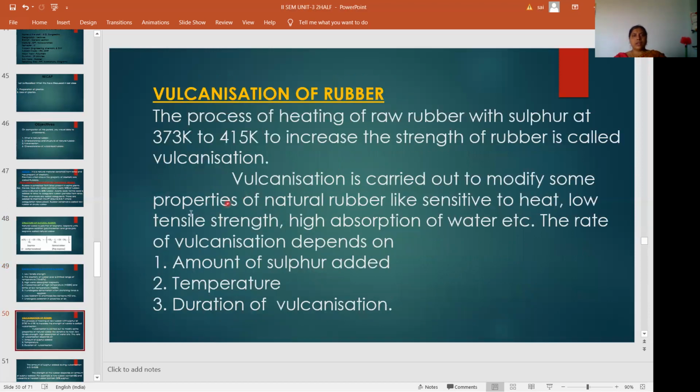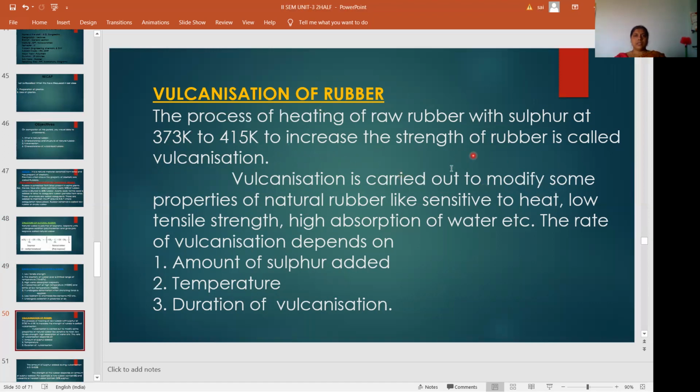Then come to the vulcanization of rubber. What is vulcanization? The process of heating raw rubber with sulfur at 373 to 415 Kelvin to increase the strength of the rubber is called vulcanization. Why are we doing vulcanization? To increase the strength of the rubber, we are adding chemicals. The chemical here is sulfur. Addition of sulfur to the rubber is called vulcanization.